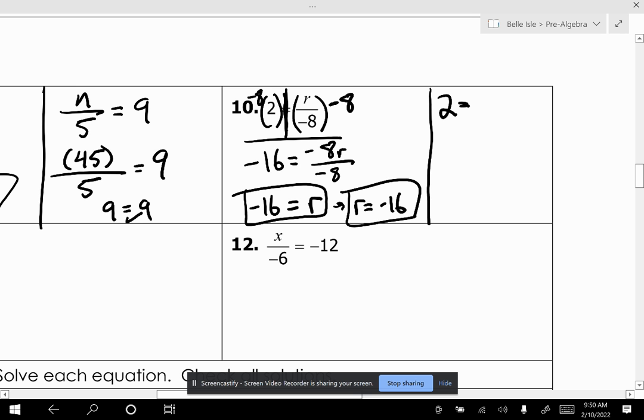Okay, check should look like so. Oh, my brain broke for a second. There we go.